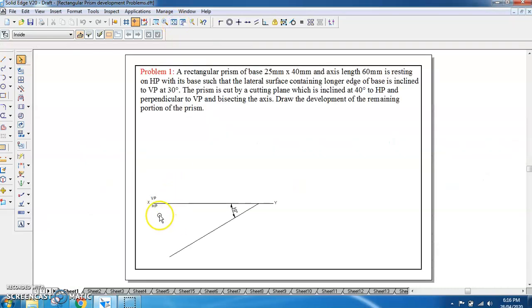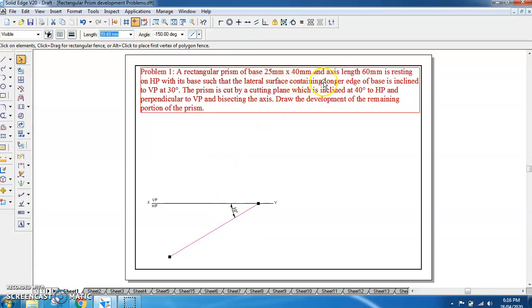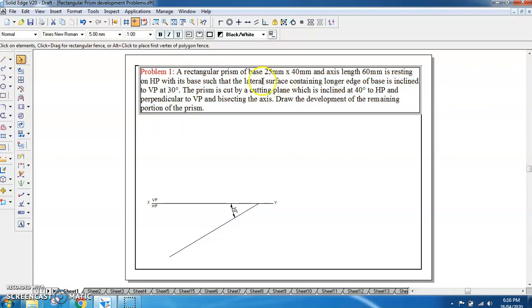To do that, first you have to draw the XY line. You have to locate HP and VP like this, and then you have to take this 30 degrees line. We are taking this 30 degrees line because the solid is going to rest on HP with its base, and the lateral surface containing the longer edge of the base is inclined to VP at 30 degrees. So, to accommodate this part of the statement, we are taking this as 30 degrees.